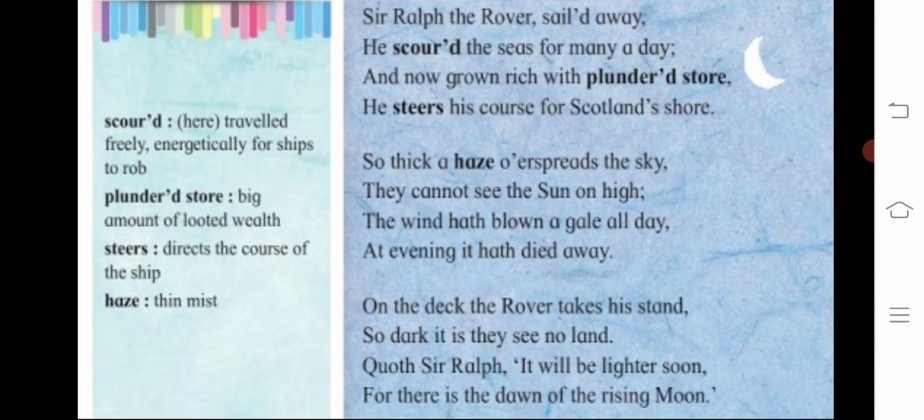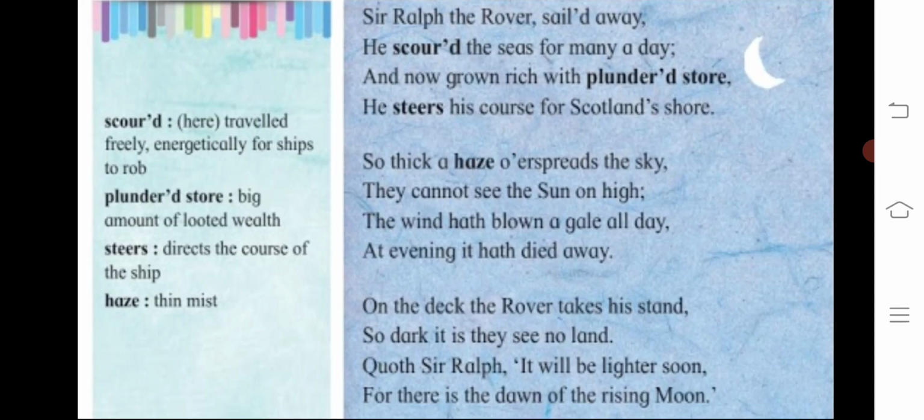Sir Ralph the rover sailed away. He scoured the seas for many a day, and now grown rich with plundered store, he steers his course for Scotland's shore. So thick a haze overspreads the sky, they cannot see the sun on high.